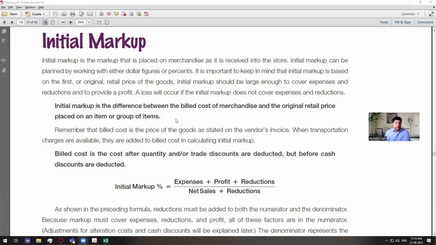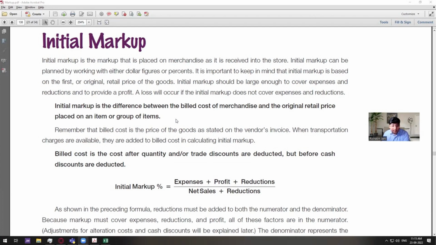So initial markup, I'm just going to read these points off the screen, and I'll try to explain them the best I can. Initial markup is the difference between billed cost of merchandise and the original retail price placed on an item or group of items. Okay, initial markup is the difference between what the billed cost of merchandise is and the original retail price placed on an item or group of items.